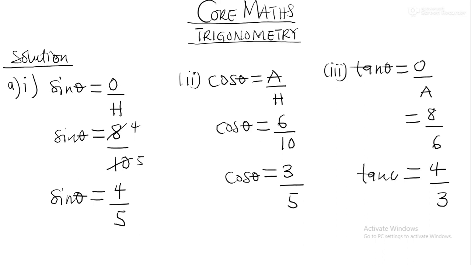So tan theta. Good. So this is the solution to the first one. So you can do the cancellation as well. 3 and then 5. 4 and then 3. Good. So that is the solution to the A. Good. Now let's look at the B.